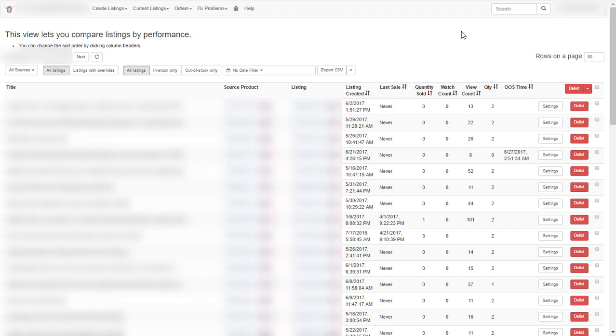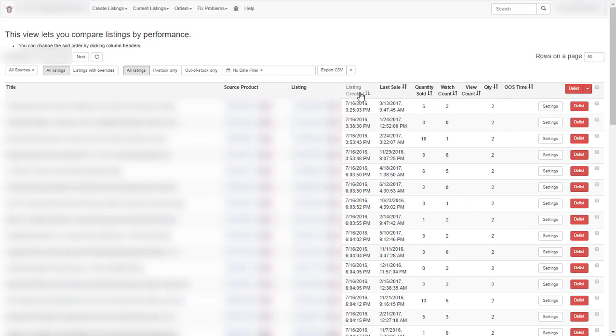Here we see that we have a huge number of listings, and of course the first thing you need to do is decide how many rows you're going to have on your page. And if you click here on listings created, you will get the oldest listings first. My oldest listing is about a year old, which was listed on the 16th of July. So I have a pretty good idea of how old my listings are.